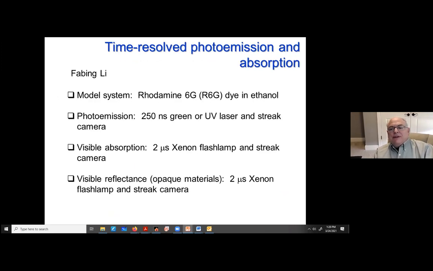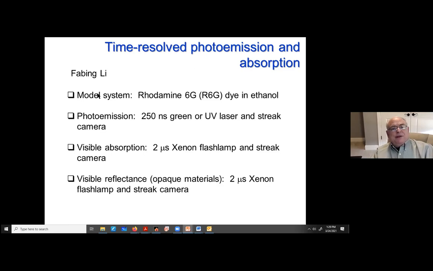All right, now I want to talk about something that's very new, time-resolved photo emission and absorption. It was being done by a Chinese visitor in my lab named Fabing Li. And what I want to tell you is that this is going to be a very general and powerful technique that's under development. So I'm not going to really be able to tell you a lot of science, but I'm going to show you the power of this technique.